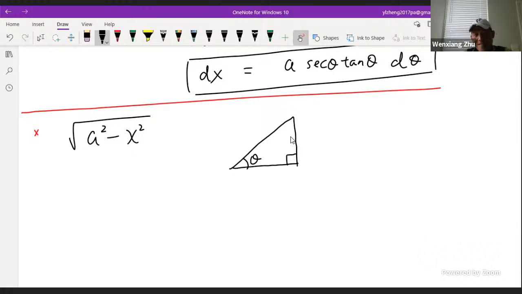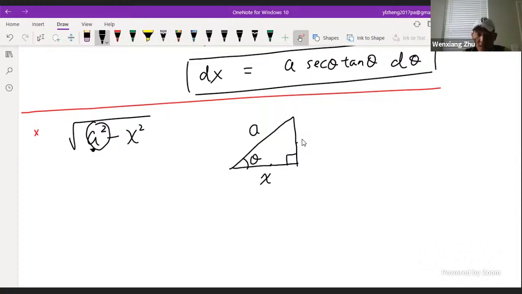Now, when you assign the lengths for the three sides, things will change. This time, your a squared is in the first place. That tells me that constant a should be the length of the hypotenuse, because that's going to be the largest number. You're going to subtract something from it. So in this case, I'm going to put my a right there. And also my x, you can assign that as either the adjacent or the opposite, it doesn't matter. But our book chose to put x as the adjacent.